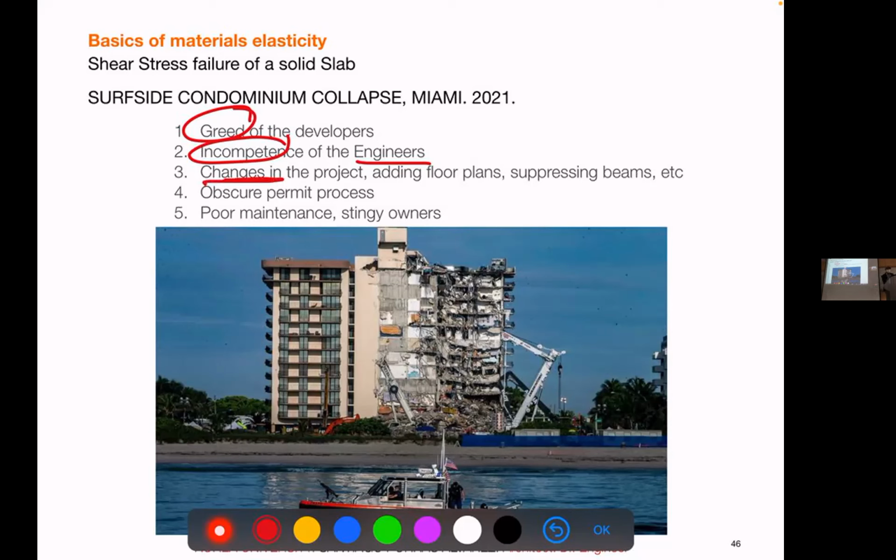Changes in the project. They added one or two floor plans, they suppressed beams. That also affects the whole stability, right? Obscure permit process. When things happen in the shade, things are very hard. And of course, poor maintenance, stingy owners, right? That happens a lot with the condominiums, right?